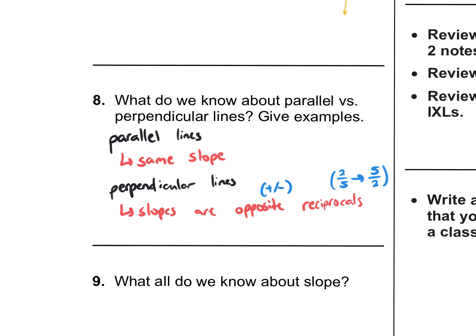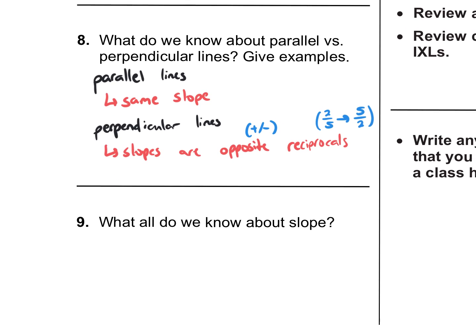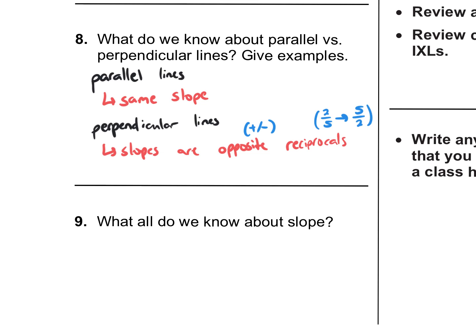And then number 9 kind of ties along with that. What are some things we know about slope? I'm going to look for 2 things here. What are 2 things you think of when you hear slope? Rise over run. That's a big one. Okay, remember with rise over run, that's dealing with how much you're going up versus how much you're going over.